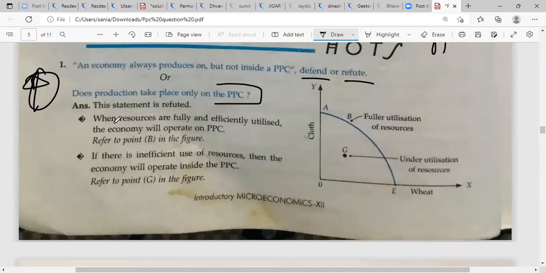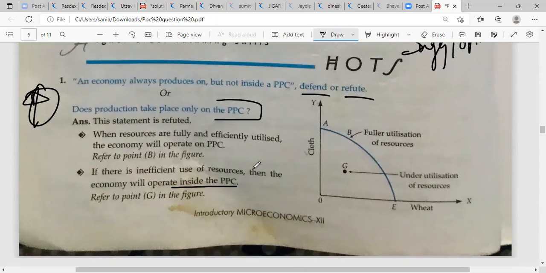So this statement is refuted. When resources are fully and efficiently utilized, the economy will operate on the PPC. But if resources are used inefficiently, then the economy will operate inside the PPC. Clear? Yes, teacher. So you cannot say that the economy always produces on, but not inside, the PPC. It can, right? If you are not utilizing your resources in a good way, then it will operate inside the PPC. If you are using your resources in a good way, then yes, on the PPC.